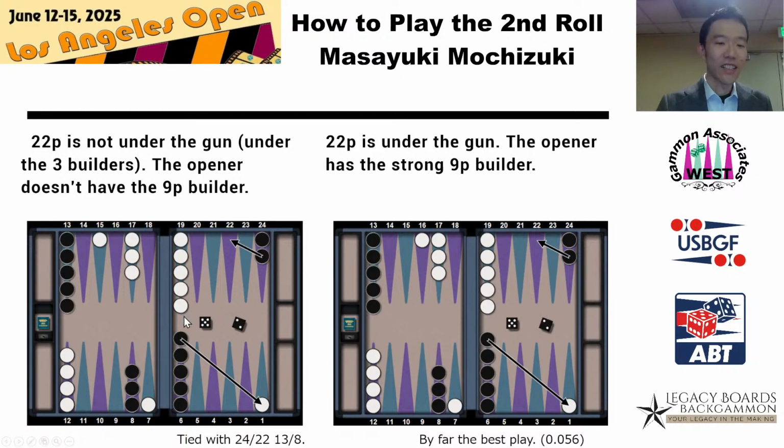So on the left-hand side, it's correct, but it's a very tiny margin, like it's tied with not hitting. But on the right-hand side, it's clearly right to hit the ace point because the 22-point is under the gun. Now he has 3 builders to make the 3-point. And also, the 9-point is a better builder. So when he has a better builder, you have more incentive to hit and distract him from making a point and doing some good things. So whenever you see a 9-point, you feel like, oh, I have to act, I have to do something.